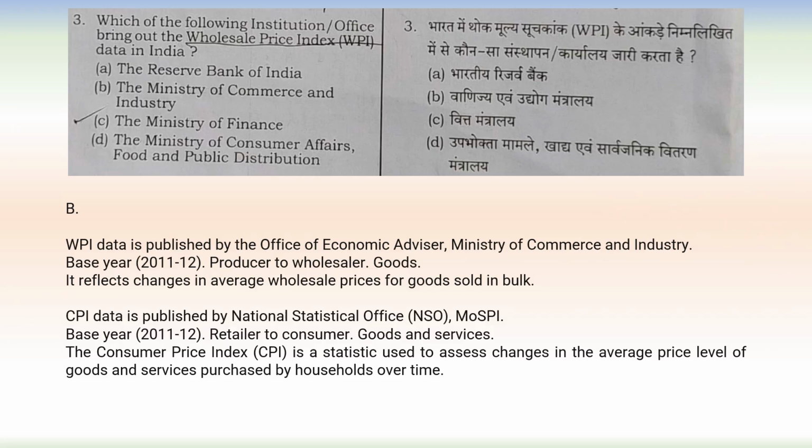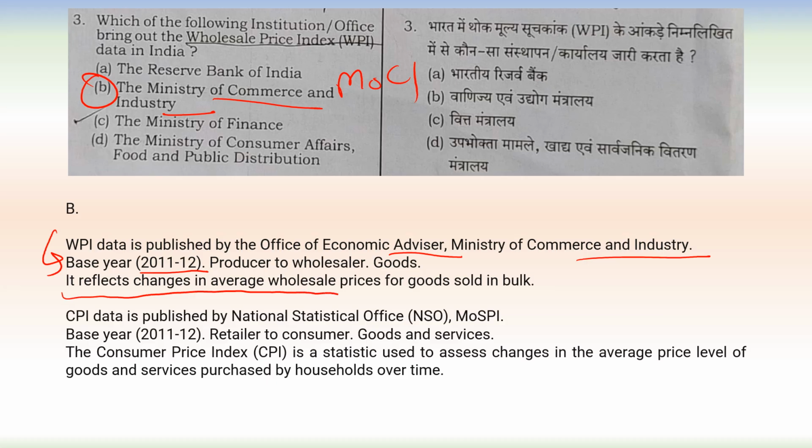Next one, which of the following institutions or offices brings out the wholesale price index WPI data in India? So it is the Ministry of Commerce and Industry, MOCI. WPI data is published by the Office of Economic Advisor, Ministry of Commerce and Industry. The base year for current WPI is 2011-12. It reflects changes in the average wholesale price for goods sold in bulk. So this is something between producer to wholesaler.